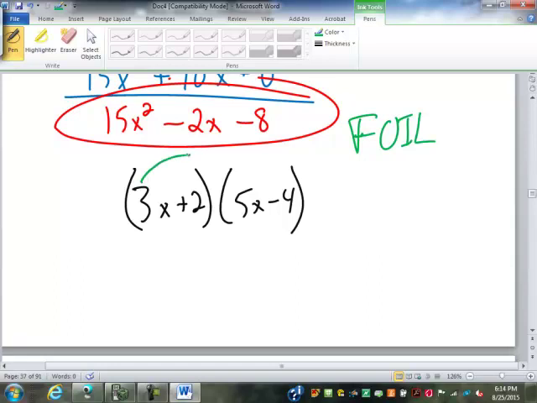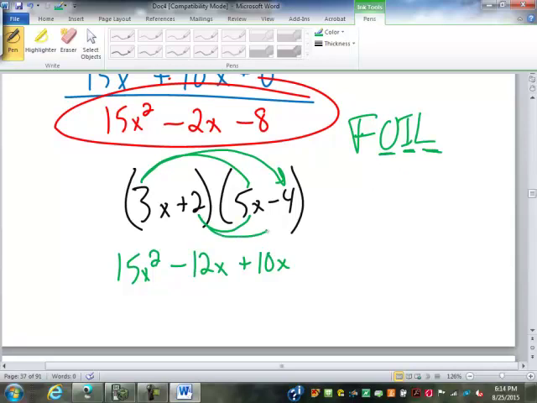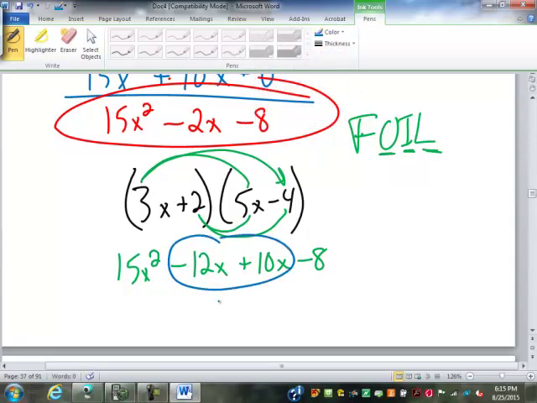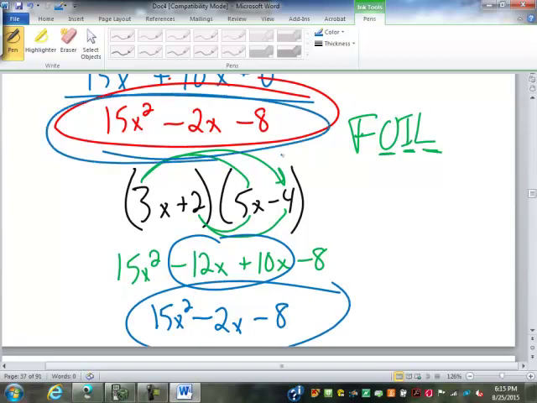F stood for first. You multiplied the first digit in each of them. So 3x times 5x is 15x squared. O stood for outside. 3x times negative 4 was negative 12x. I stood for inside. The inside two digits, 2 times 5x is 10x. And L stood for last. The last two digits, 2 times negative 4 is negative 8. And then you had to combine like terms. The negative 12x and the 10x make a negative 2x. So we still have the 15x squared and the negative 8. You can see we get the same answer.